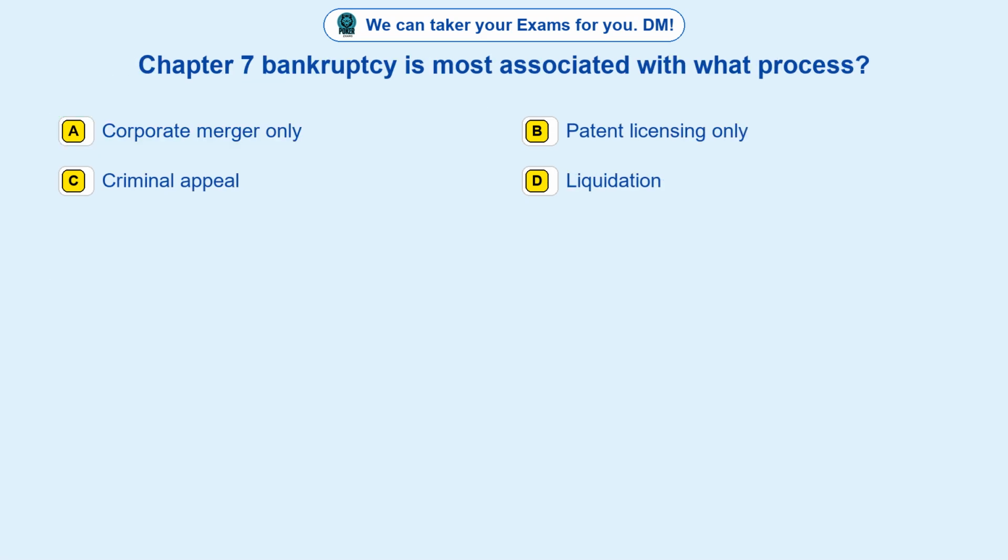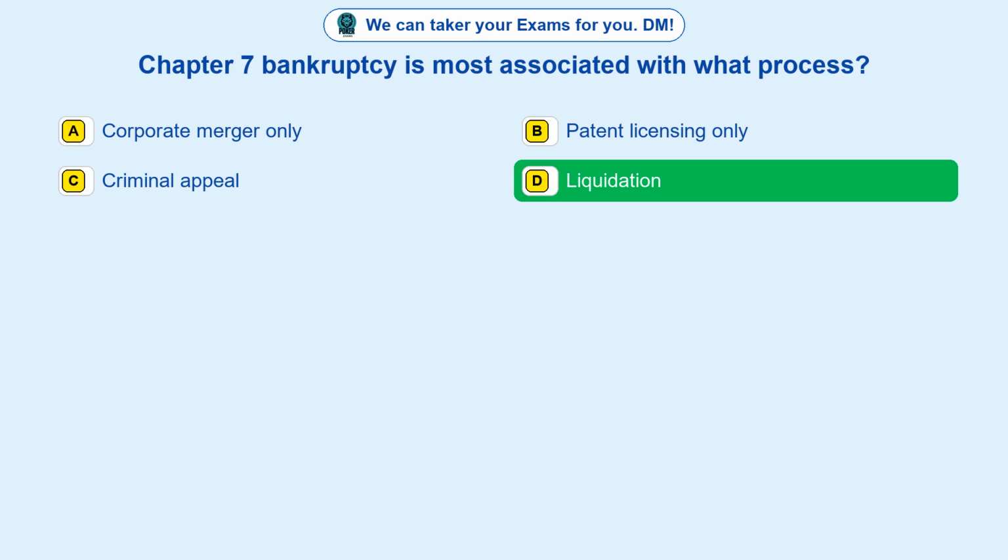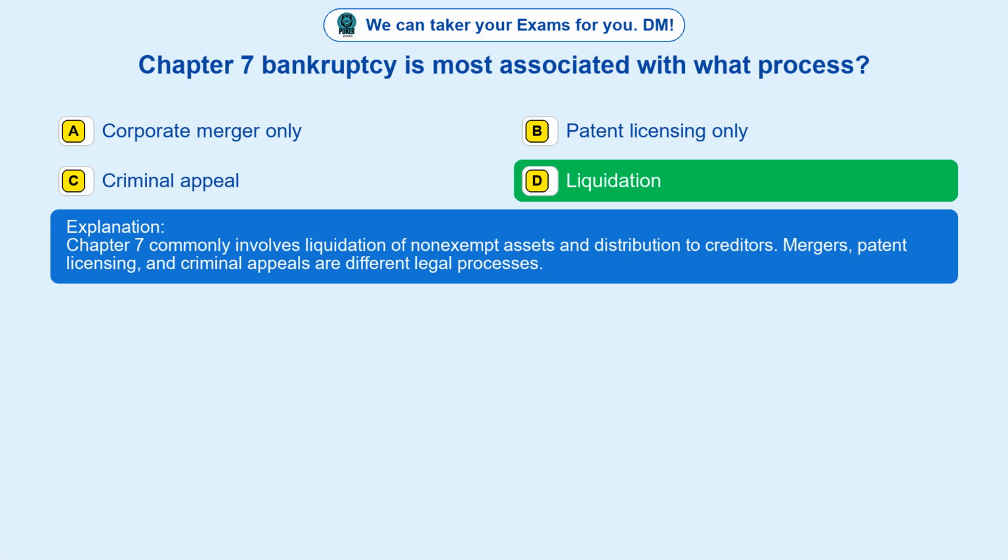Question 90. Chapter 7 bankruptcy is most associated with what process? Option A, corporate merger only. Option B, patent licensing only. Option C, criminal appeal. Option D, liquidation. The correct answer is option D, liquidation. Chapter 7 commonly involves liquidation of non-exempt assets and distribution to creditors. Mergers, patent licensing, and criminal appeals are different legal processes.